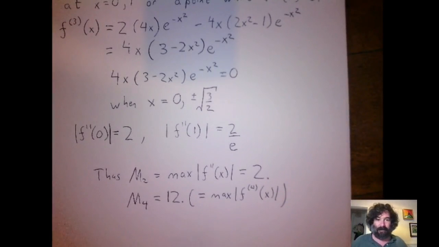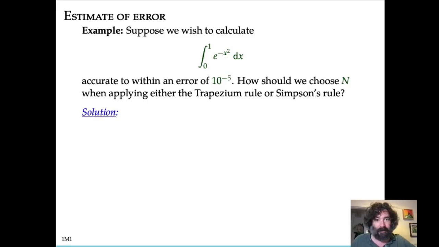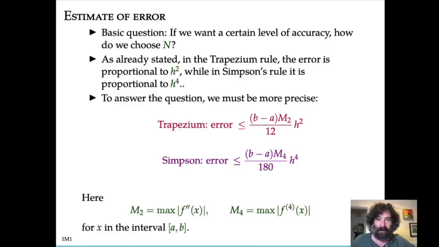All right, and so now let's use those in the estimates. Maybe we should quickly switch back and remember what the estimates were. So here they are. m2 was equal to 2. In the estimate for the trapezium rule error, we have b minus a times 2 divided by 12, and b and a are 1 and 0. So this is just 1/6 h squared. And in Simpson's rule, b minus a is 1, and m4 was 12, so 12 divided by 180 is 1/15th. And so 1/15th times h to the fourth is the estimate of the error in Simpson's rule.